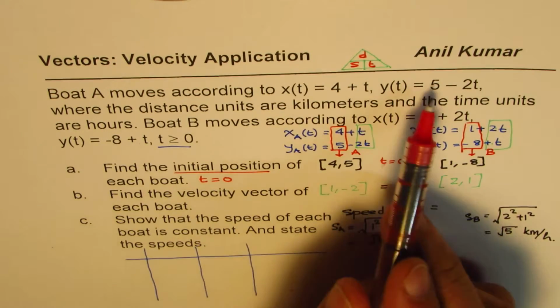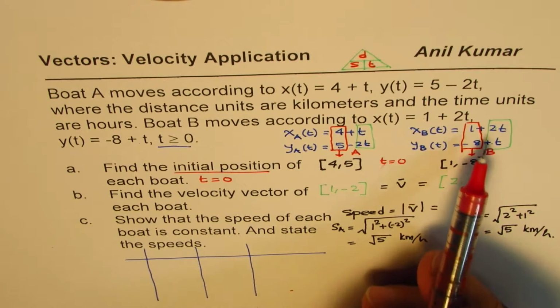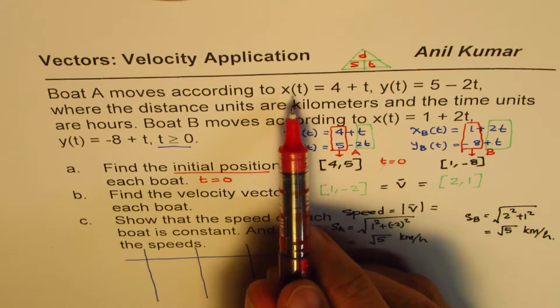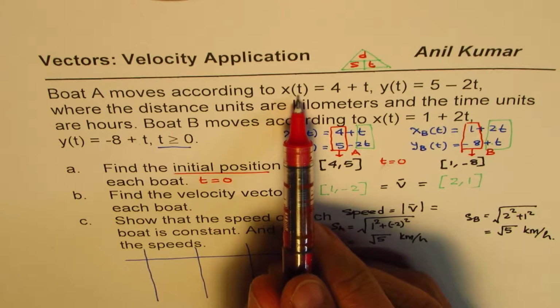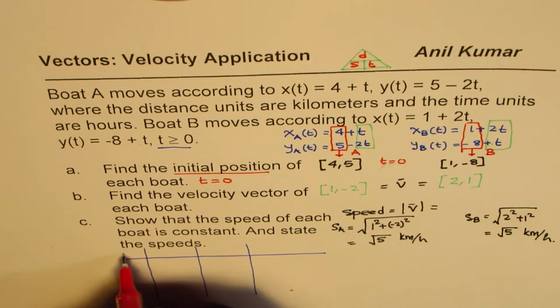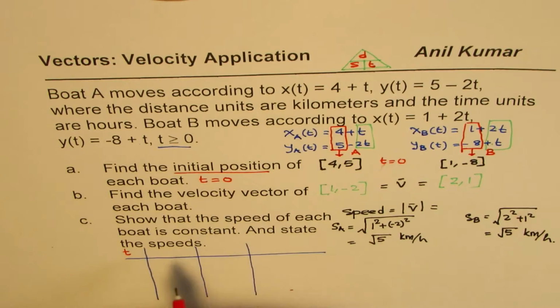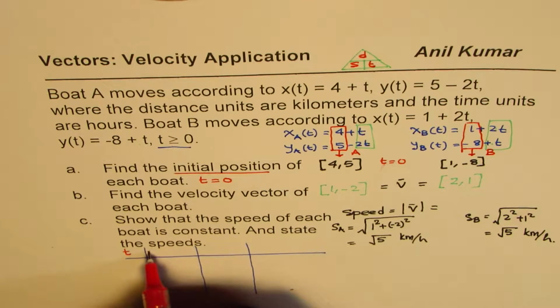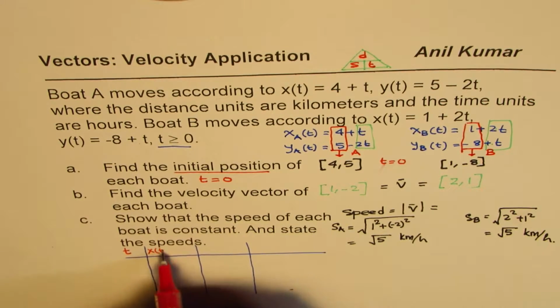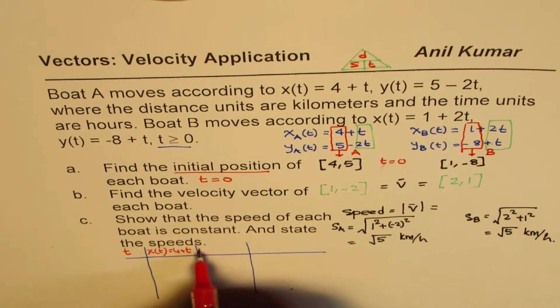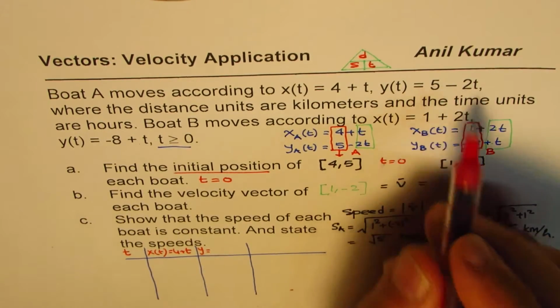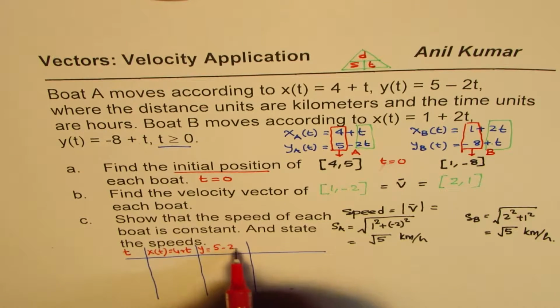So I'll do one, you do the other one. But they are kind of similar. So for boat A, I will write time t, and time is in hours. X value, x of t, which is 4 plus t, right? And then we have the y value, which is 5 minus 2t.